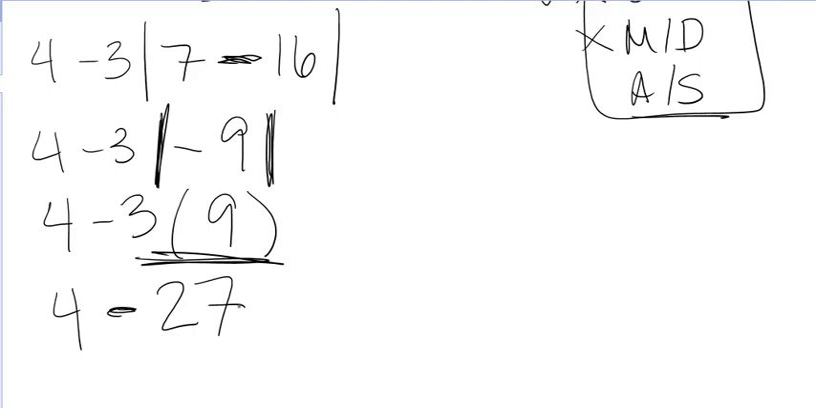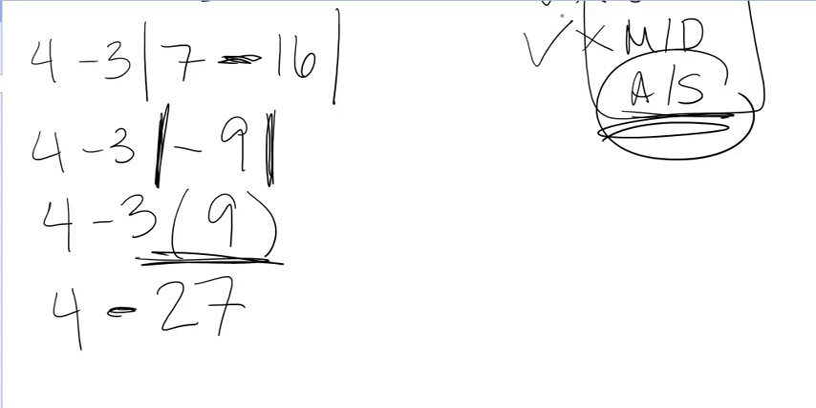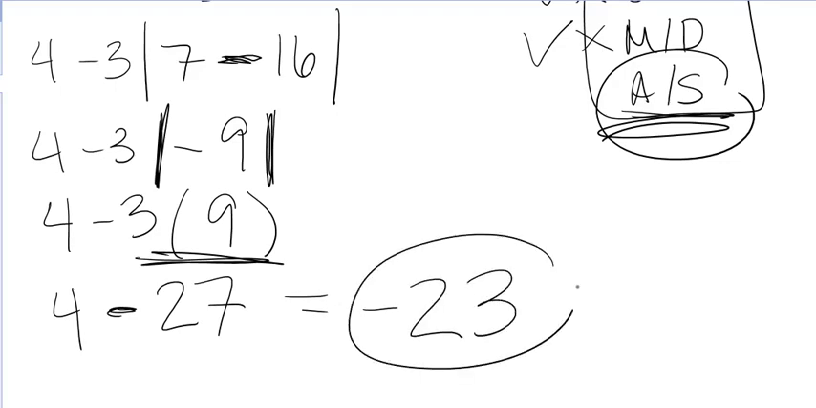So now we are at our last step of add and subtract, as we've just completed our multiplication. So 4 minus 27 is going to make it a lot less, negative, so we get negative 23. That's our final answer.